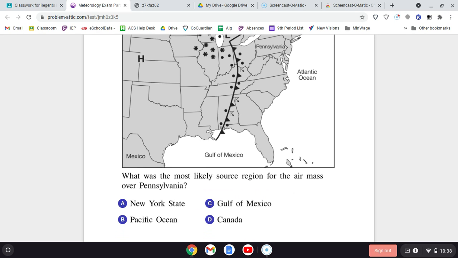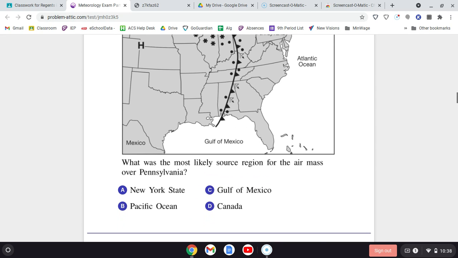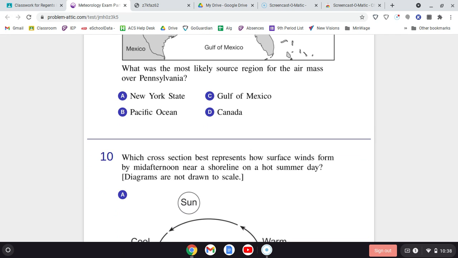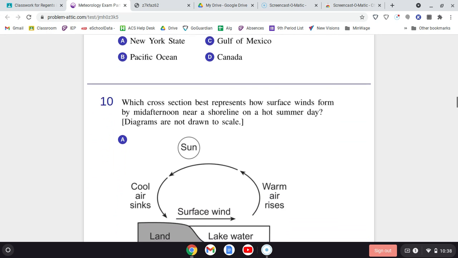But if you think about it, the Gulf of Mexico is way down below, so it's not C. Correct? And the Pacific Ocean is all the way on the other side of California. So that's why I took away B and C, okay? But any kind of air source region, usually you have to think of why it's over Pennsylvania, okay?